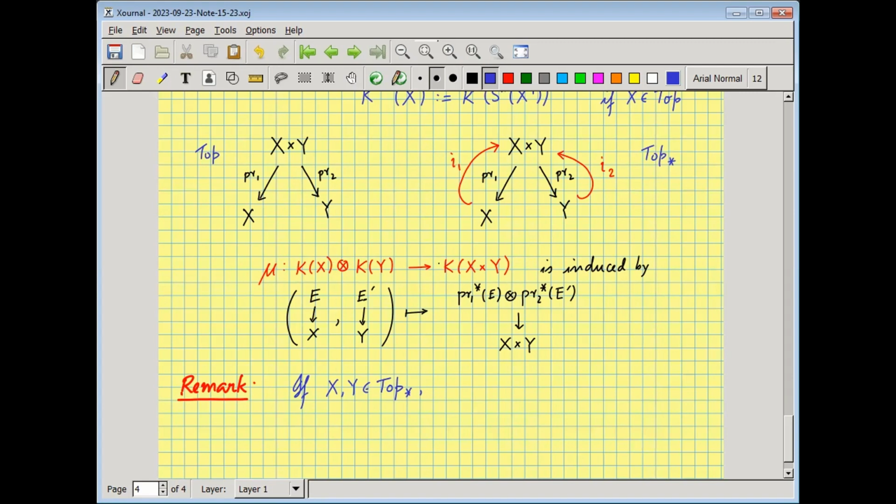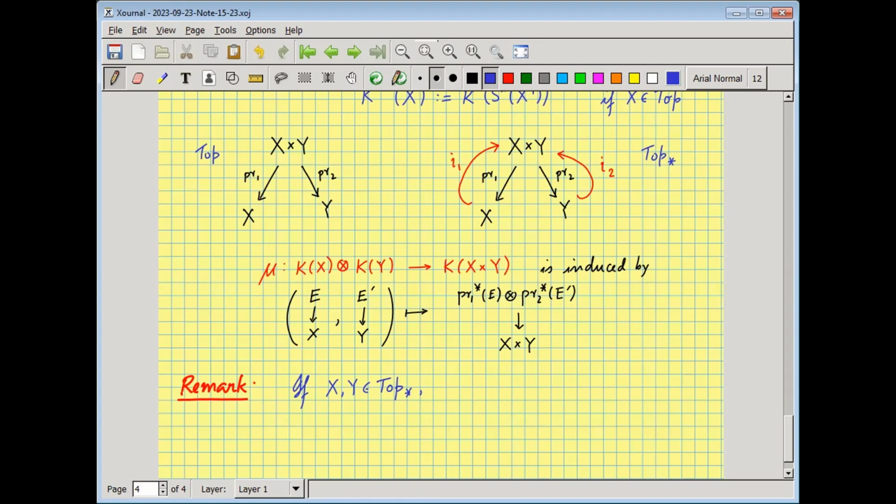Here I'm going to get Z tensor K tilde of X cross Y. But you have to keep in mind that inside X cross Y, there's a subspace called X wedge Y, which is where you join X and Y along x0, y0. And so somehow you want to talk about relative K groups and so on to actually prove this. The proof is not hard, but you have to develop those definitions.